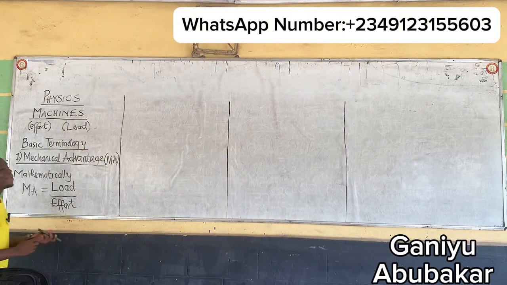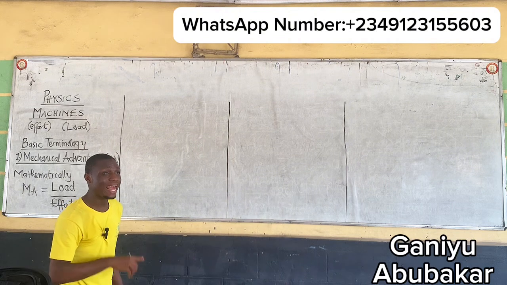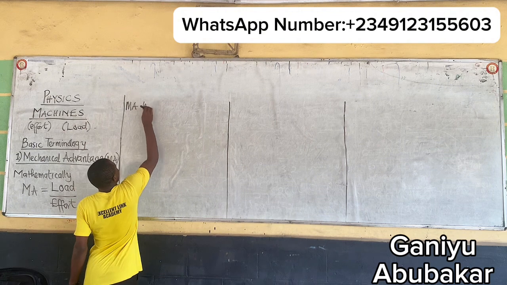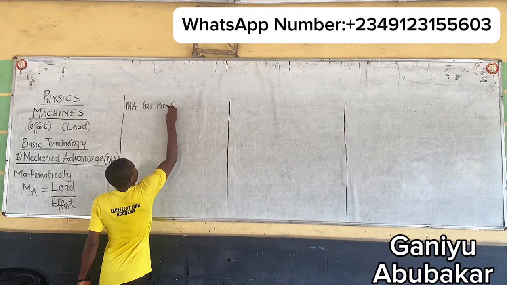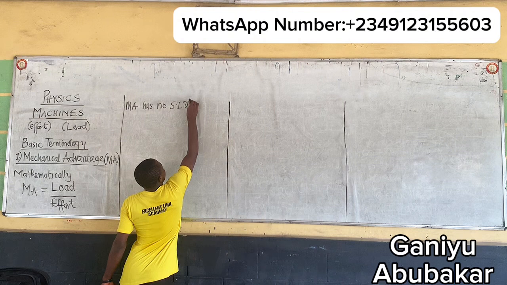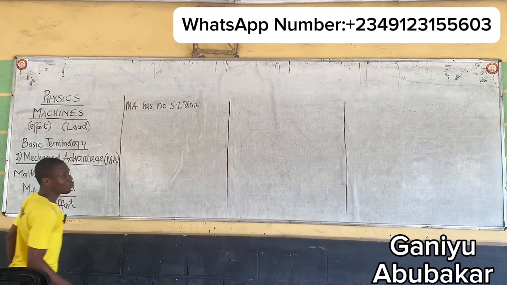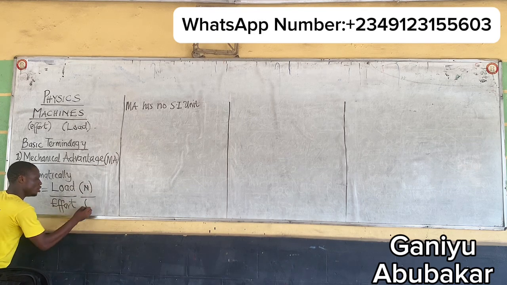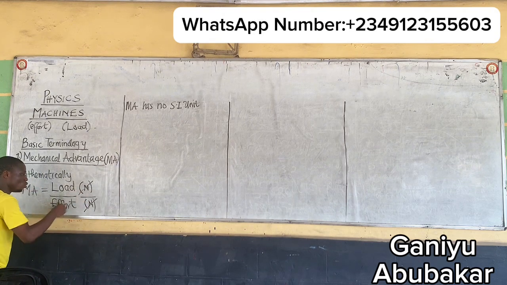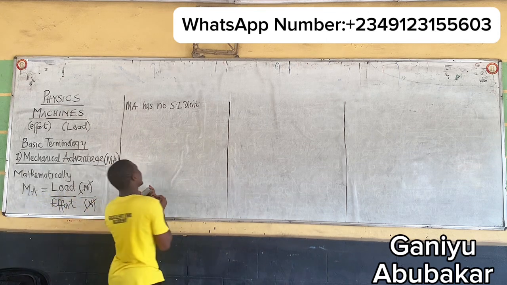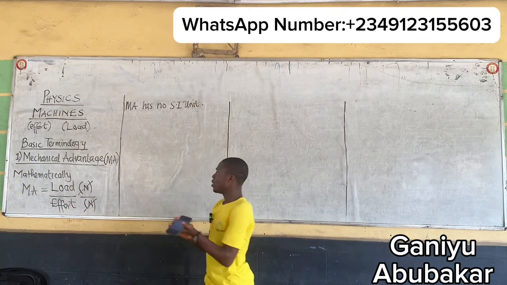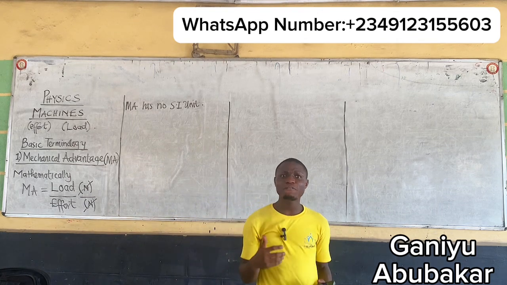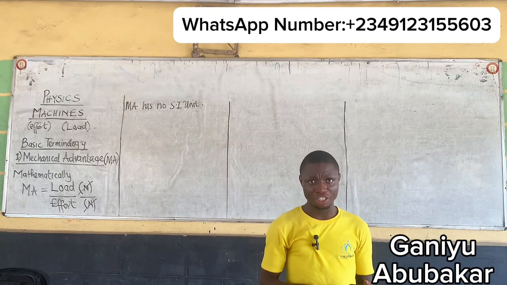Please note that mechanical advantage has no SI unit. Is this true? Of course, yes. Load is measured in Newton, effort in Newton. This will cancel this, so no unit. So I'm saying that mechanical advantage has no SI unit. So this is my first terminology I have to be familiar with in the study of machine.